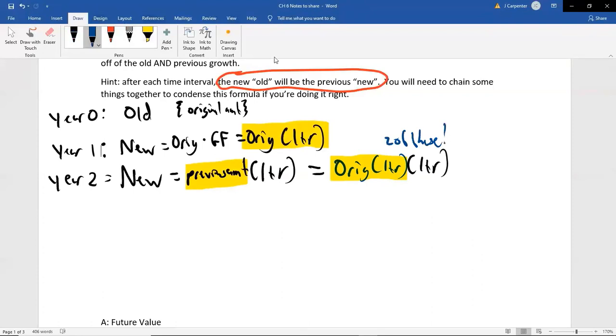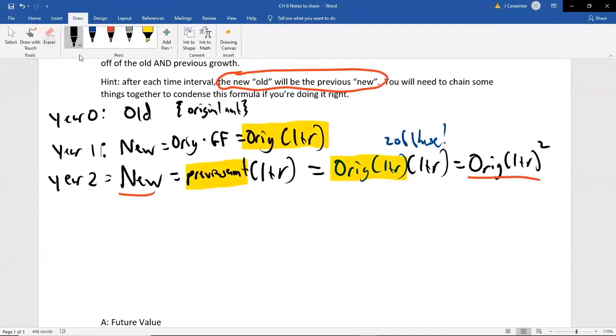So if you have 5 times 5, that's 5 squared. If you have x times x, that's x squared. So we could compress this. You will need to chain some things together. Compress, chain, that's what I'm talking about. As the original times 1 plus r to the second power. 5 times 5 is 5 squared. X times x is x squared. So 1 plus r times 1 plus r is 1 plus r squared. So that says that the new amount in year 2 can be calculated as whatever you have as your original amount times the growth factor squared.